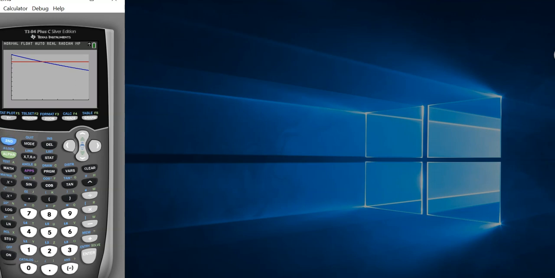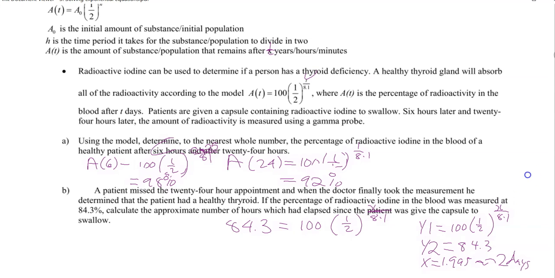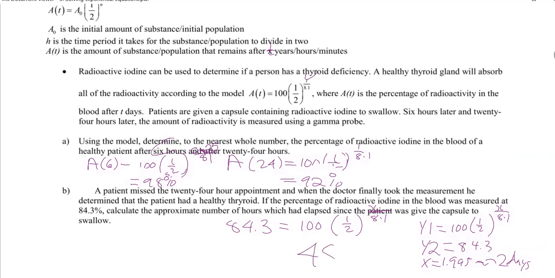Second calc, we're going to intersect. So that gives us 1.995 days. So x is 1.995. Call that 2 days. Okay, so 48 hours.